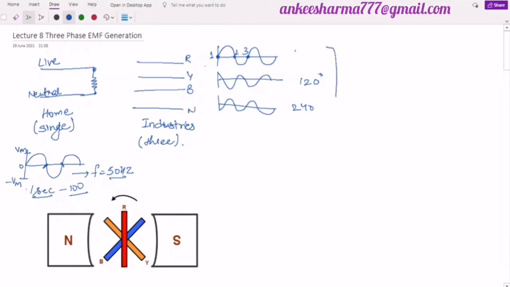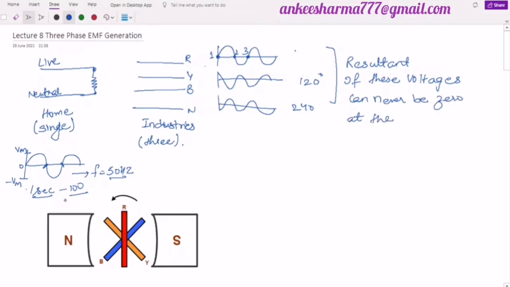Or you can say that the resultant of these three wires, three voltages I must say, because these wires are containing the voltages, can never be 0 at the same time, or at any instant of time. So that's why we prefer to have three-phase supply in the industries, or especially where we have heavy load machines. So in the last lecture we have already discussed how we can generate the single phase EMF.